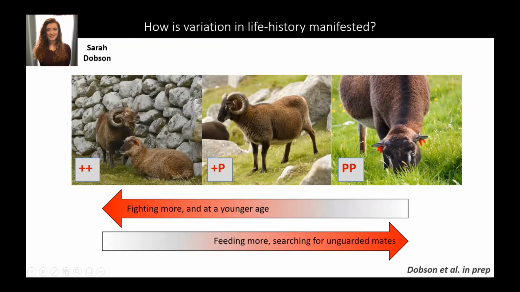Whereas males that are homozygous for the P allele continue to feed during the rut, which the homozygous plus males don't. They're also searching for unguarded females to mate with, so they do achieve some matings. And if you're heterozygous, you're getting a bit of the best of both worlds. You're competitive enough to fight, and more competitive than these hornless males, but you will also take some time to feed, and you will get more of these sneaky opportunities as well. So really the variation in life history is manifest by this trade-off within the population that benefits the heterozygous males the best.